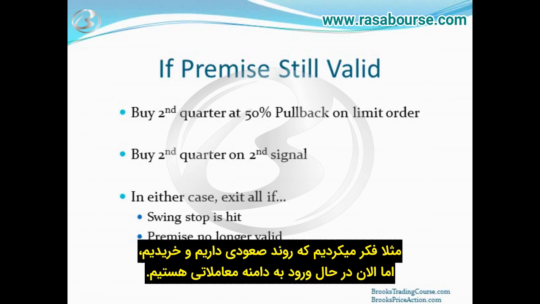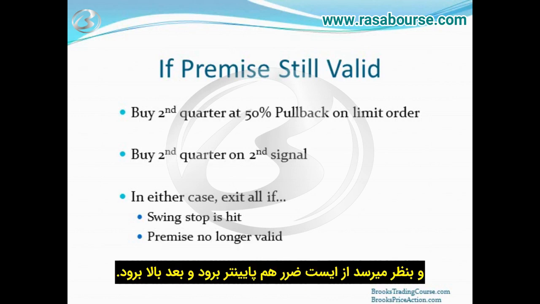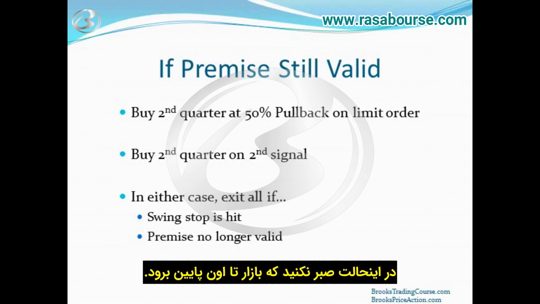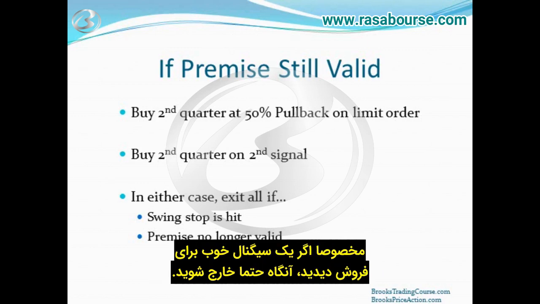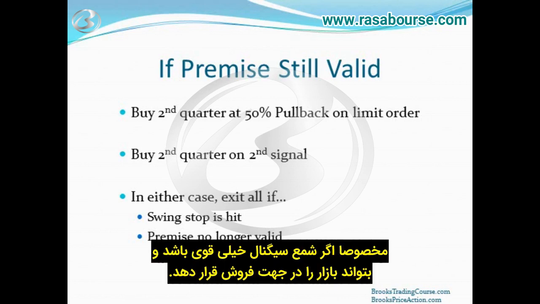For example, if you bought believing it was a bull trend and now it's converting into a trading range, and you think it may even go below your swing stop but then turn up, don't wait for it to get down there. Once you believe that your original premise is no longer valid, get out. And you certainly need to get out if you see a convincing sell signal, especially one that is strong enough to convert the market to always in short.